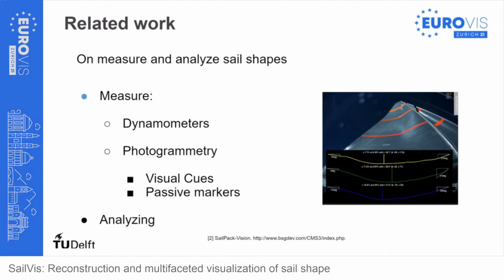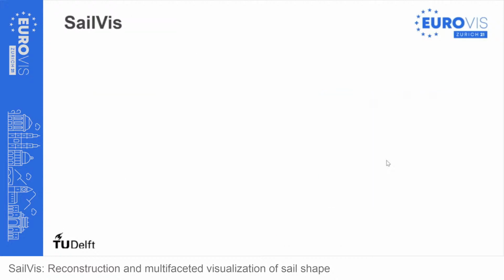Methods that rely on the sparse point cloud generated with the dynamometer do not allow us to explore the details of the sail. On the other hand, while photogrammetry methods can achieve denser acquisitions, the resulting data has not been used to support sailors in improving their decision making.